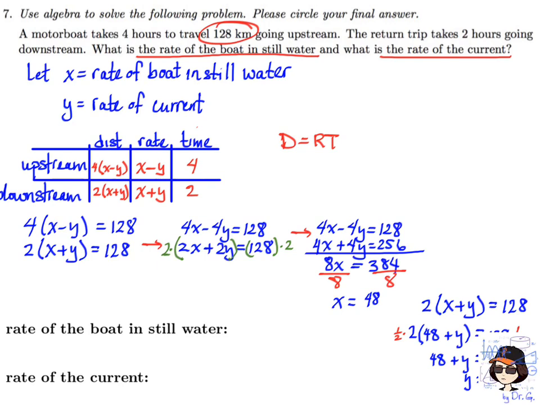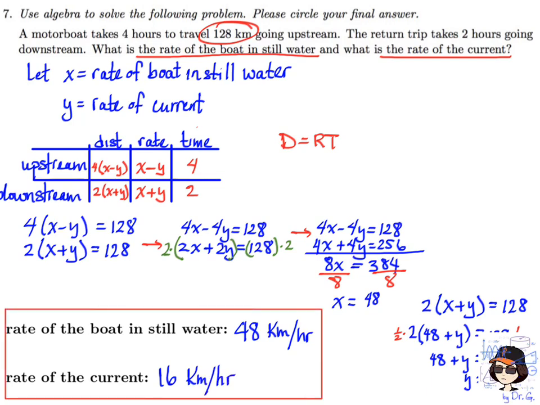So now I can go back and answer the question, and I want to use units. So the rate of the boat in still water, that was x, so that's going to be 48 kilometers per hour. And then the rate of the current, that was y, that's going to be 16 kilometers per hour. And there's my answer.